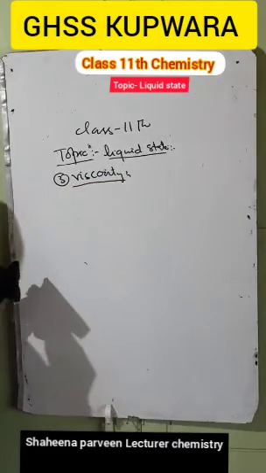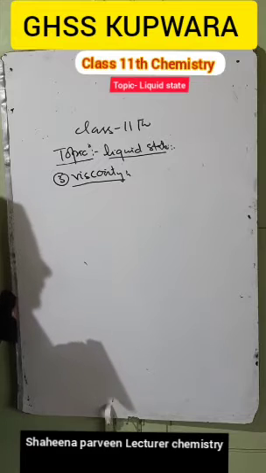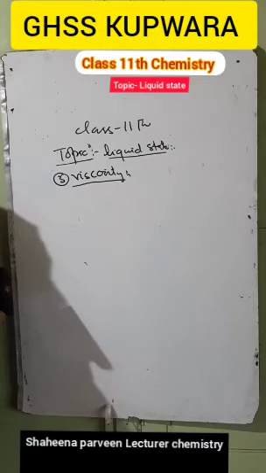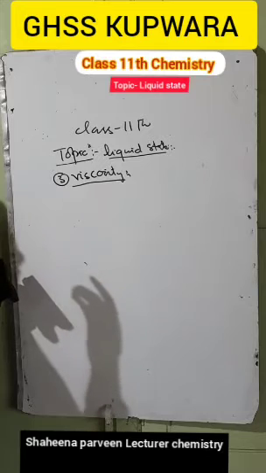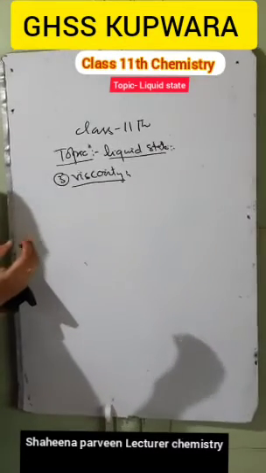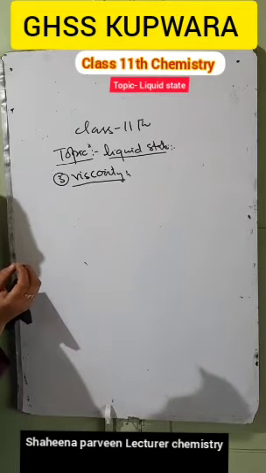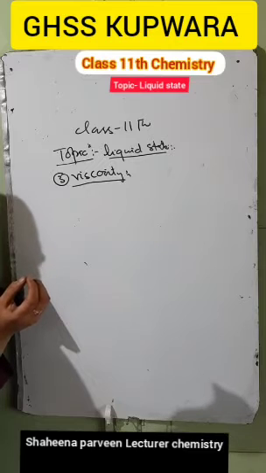विस्कोसिटी में क्या है कि डिफरेंट लिक्विड्स जो होते हैं, दे फ्लो with different rates. The rate of flow of some liquids is very high, some liquids is very low. They are moving with a very low speed, while some liquids they are moving with a high speed. Those liquids which move with a high speed, those are the non-viscous, while those which move with a smaller speed, those are called as the viscous liquids.